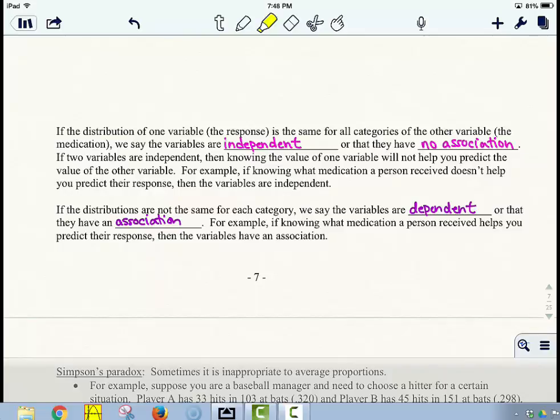If the distributions are not the same for each category, we say the variables are dependent or that they have an association. For example, if knowing what medication a person received helps you predict their response, then the variables have an association.